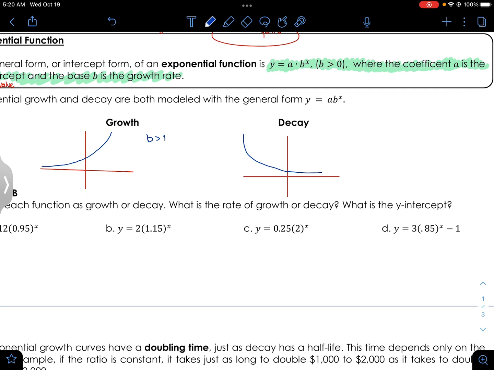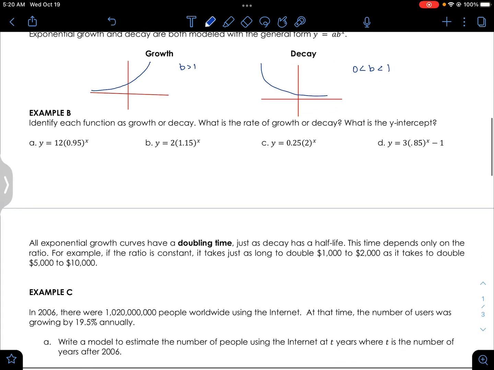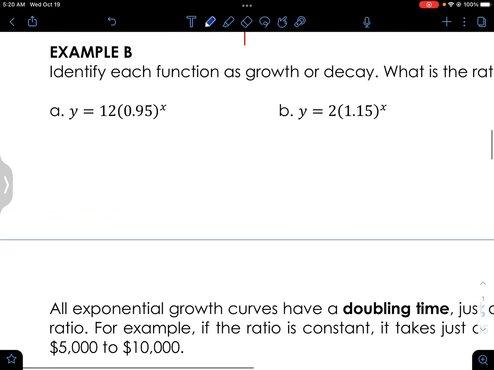And decay is going to happen when b is between 0 and 1. Again, b has to be positive, but when you have growth, b is greater than 1. When you have decay, b is less than 1. So if we look at this first example, it is an example of decay. b is 0.95. It is less than 1. Our rate of decay, though, is going to be 5%. It's a 5% decay.